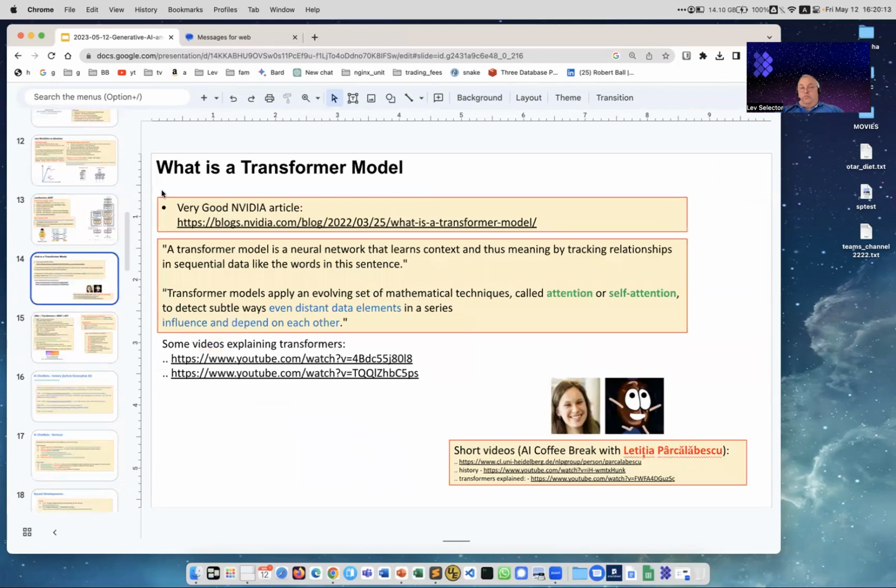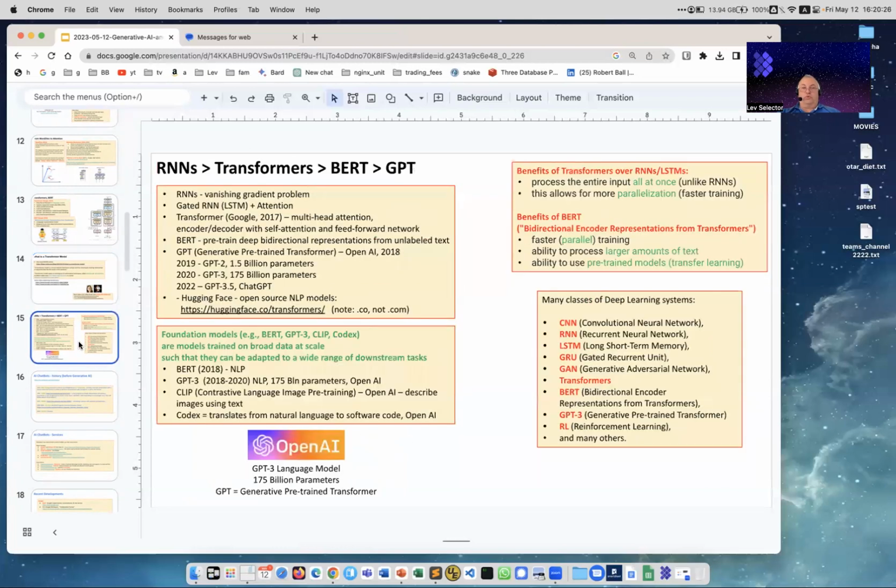So what is a transformer model? I absolutely will not go into it. We had a separate seminar. This is a slide from that seminar, and here are some articles and YouTube videos which I recommend you explore. So we moved from recurrent neural networks to transformers, to pre-trained bidirectional models, and finally to GPT. Generative pre-trained transformer, GPT.